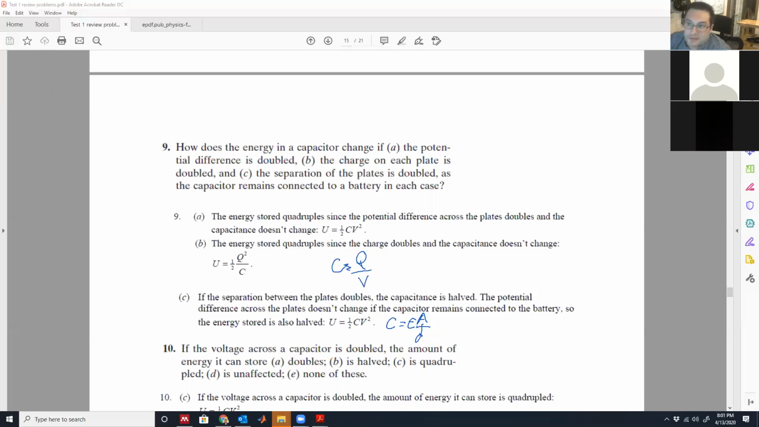No, the charge remains the same, right? We're just pulling it apart. By pulling it apart, there's less field. Think about it. The electric field becomes smaller. So, right, there's less attractive force when they're that far apart.